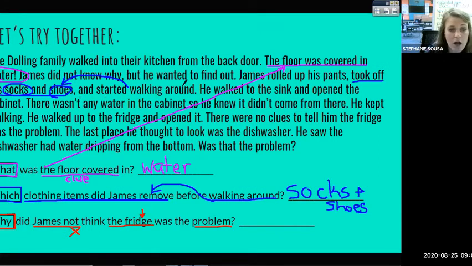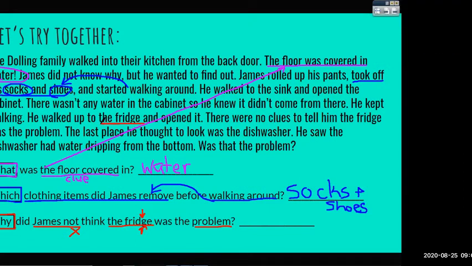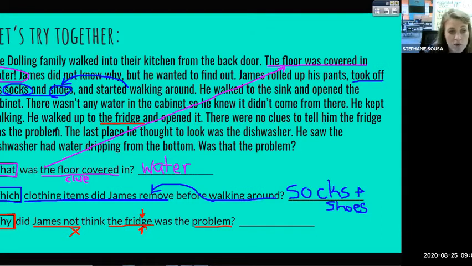Let's keep reading where we left off. He walked to the sink and opened the cabinet. There wasn't any water in the cabinet, so he knew it didn't come from there. This isn't helpful to me because I'm looking for the fridge. My clue words told me to look for fridge, so I'm going to keep reading. He kept walking. He walked up to, what did he walk up to? The fridge, and opened it. There were no clues to tell him the fridge was the problem. So why did James not think the fridge was the problem? There were no clues to tell him that. So that's what I'll write as my answer. Why? Because there were no clues.